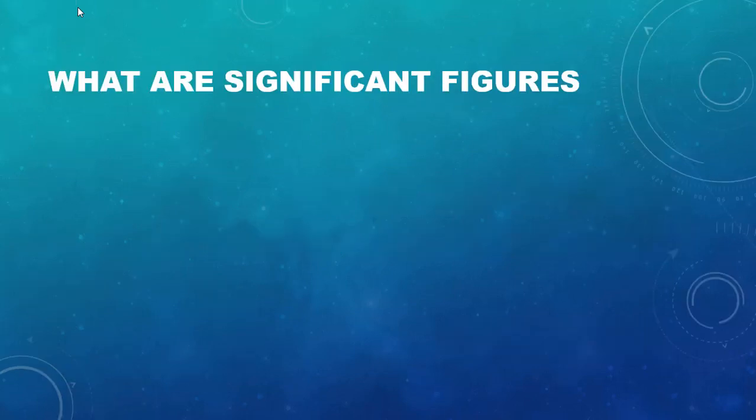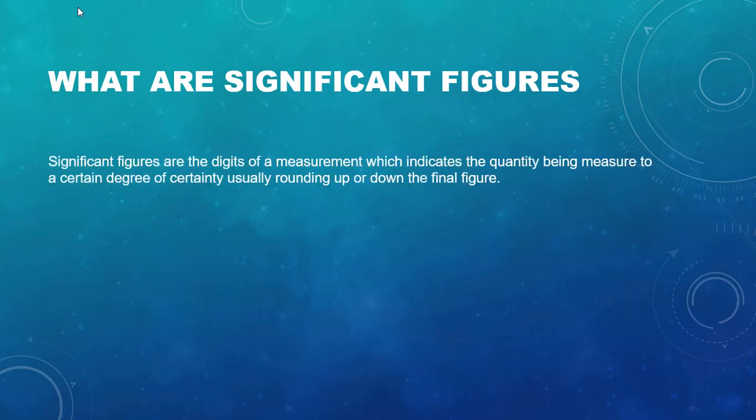Okay, so what we're going to do first is ask ourselves, what are significant figures? Significant figures are the digits of a measurement which indicate the quantity being measured to a certain degree of certainty, and we usually round up or round down that final figure.